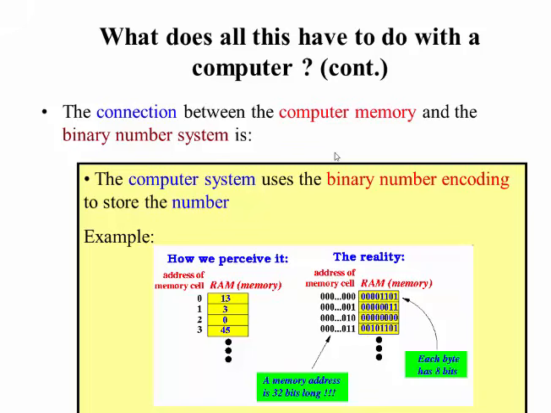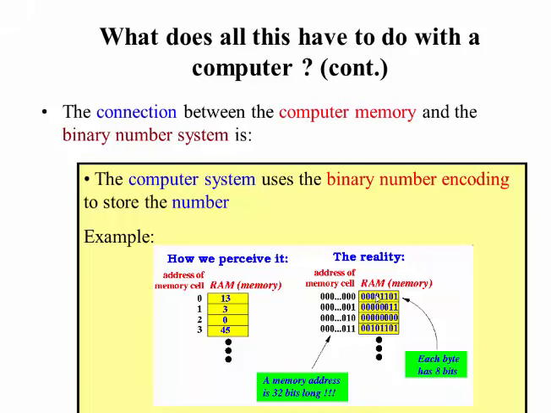Now, the connection between the computer memory and the binary number system is that the computer system uses the binary number encoding to store the number. So how we perceive it is, here is our address of our memory cell, 0, 1, 2, 3. Here is our RAM, which is our memory, 13, 3, 0, 45. So the reality is the address of the memory cell, which is 0, 0, 0, etc. to 0, 0, 0. And each byte has 8 bits.